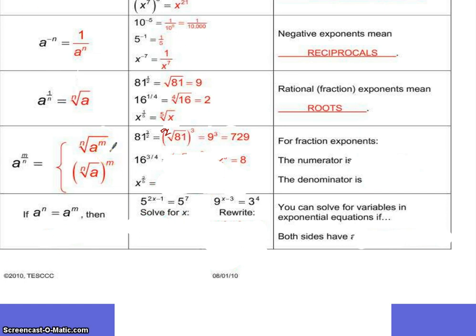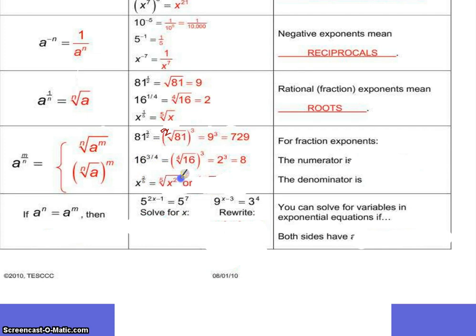So now when I'm looking at 16 to the 3/4 power, where's the 3 going to go? Correct, outside my a. And where's the 4 going to go? It's going to be the 4th root. So if I take the 4th root of 16, I'm going to get what? Correct, 2. And 2 to the 3rd power will give me 8.